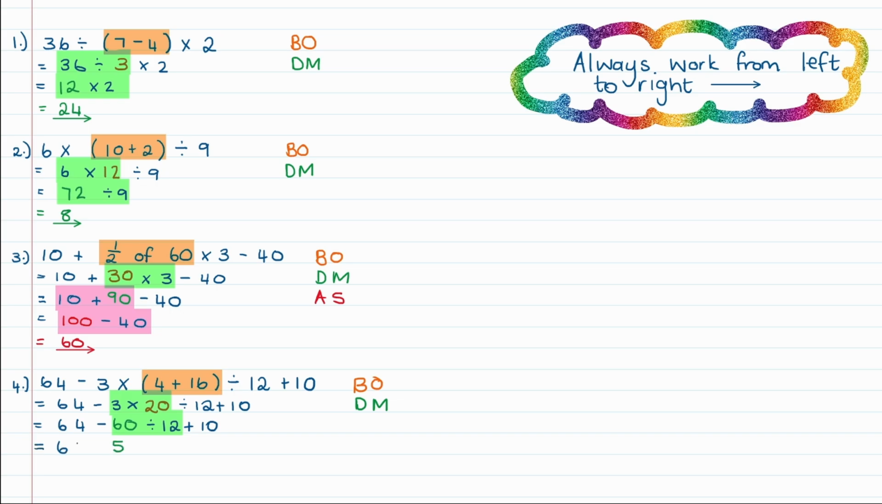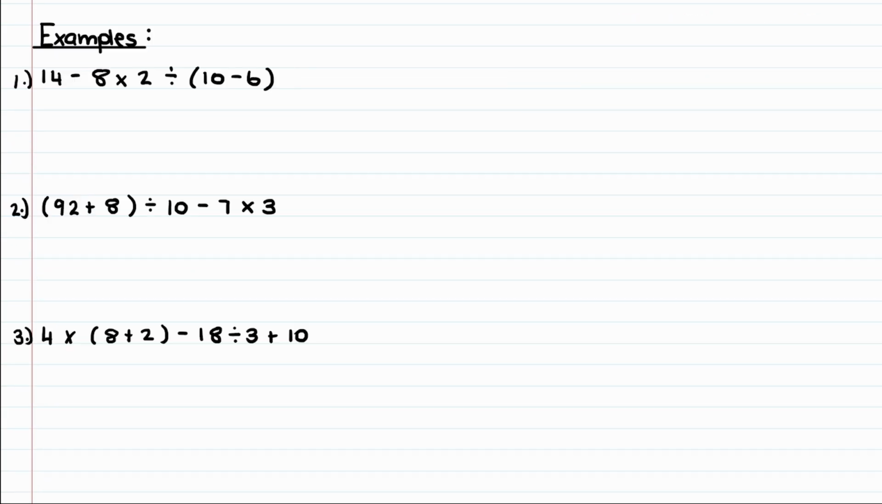Since we have cleared out all the division and multiplication, we can move on to A and S. But in this question, subtraction appears first, so we need to calculate the answer to 64 minus 5. This gives us an answer of 59, so we can now add 10, leaving us with 69 at the end.